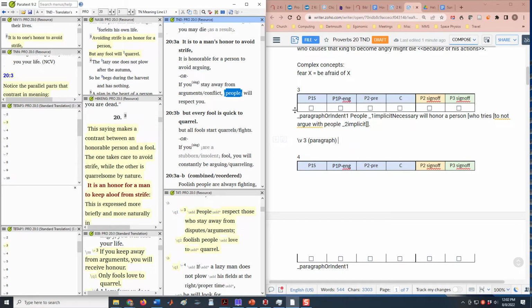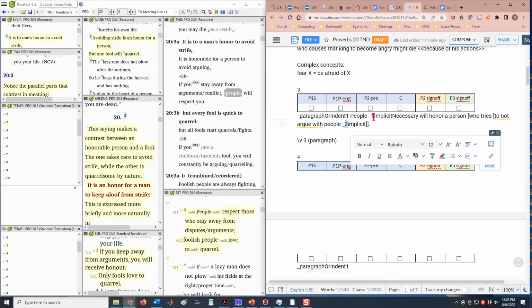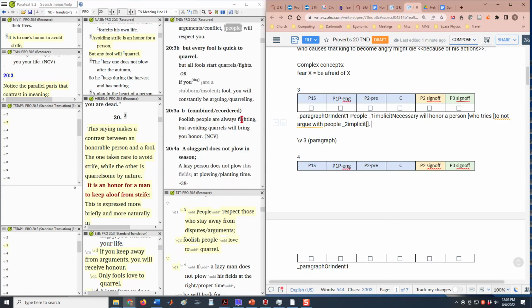Okay, so in the more literal, to avoid strife, it doesn't say who you're arguing with. So I made this implicit, argue with people. But these aren't necessarily the same people as the people who will be honoring. These are the people that he's going to argue with, could potentially argue with. So just as a reminder to the phase 2 person, I put 1 and 2 here, that these are different noun indices in the program. They're different groups of people.